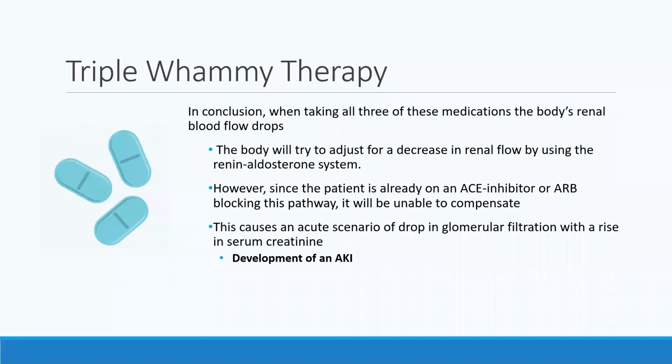So altogether, when you're taking all three of these medications at the same time, the body's renal blood flow drops. The body will then try to adjust for a decrease in renal blood flow by using the renin-aldosterone system. However, like we talked about before, the patient would already be on an ACE or an ARB that's blocking the mechanism of renin that the kidney tries to let out to kind of correct this. And since those drugs are blocking this pathway, the kidney is unable to compensate for this drop in renal blood flow. This causes an acute drop in glomerular filtration with a rise in serum creatinine and ultimately the development of an AKI.